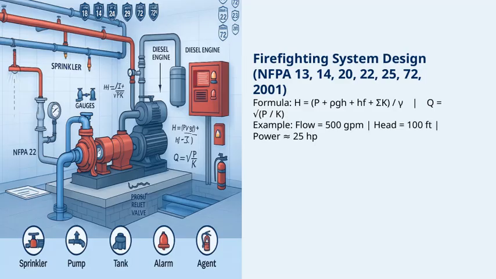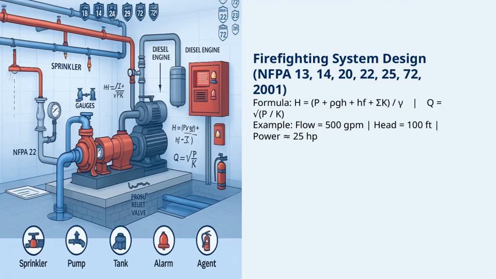Let's take a closer look at the firefighting system design, which is guided by standards like NFPA 13, 14, 20, 22, 25, 72, and 2001. These standards help us ensure that our fire protection systems are reliable and effective. Now, one of the key aspects is understanding the formulas used to calculate system parameters.